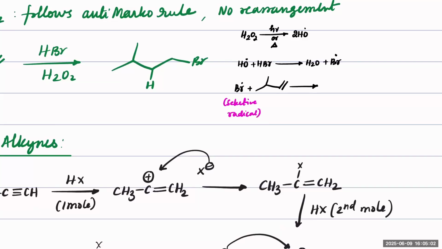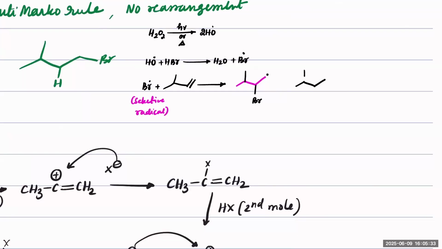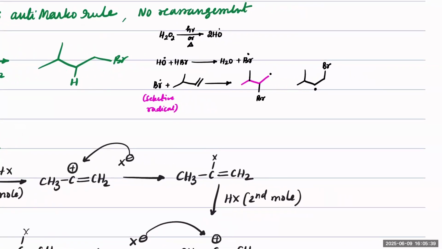Selective radical. See, selective radicals are those which will try to get added to give a more stable radical. Now suppose Br dot will go and add here, one radical can come here. So there is a chance that I would get one radical this way, dot here and Br here. The other radical which I can get is Br coming here and dot coming here. Correct? Now we learned this between 1 degree radical and 2 degree radical. In this case, it is the 2 degree radical which is more stable.